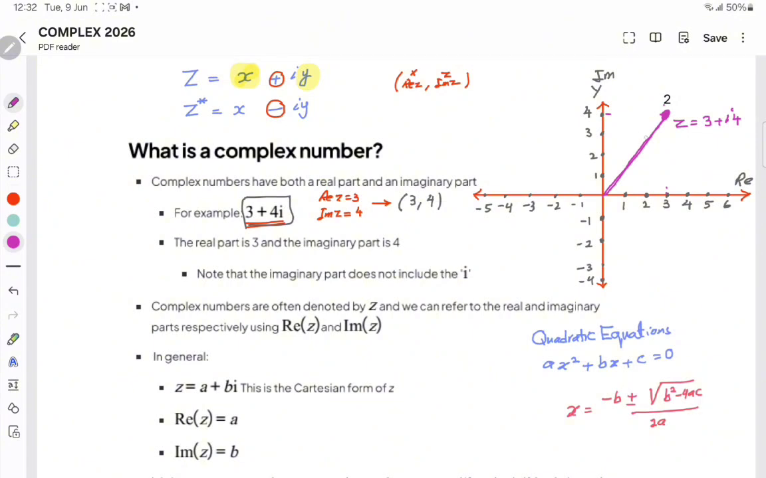Sometimes in the exam, the Argand diagram is given and it asks you to state the complex number. So we just look for x first, which represents the real part, so it will be 3. Then y represents the imaginary part, so it will be 4. So the number will be 3 plus 4i.